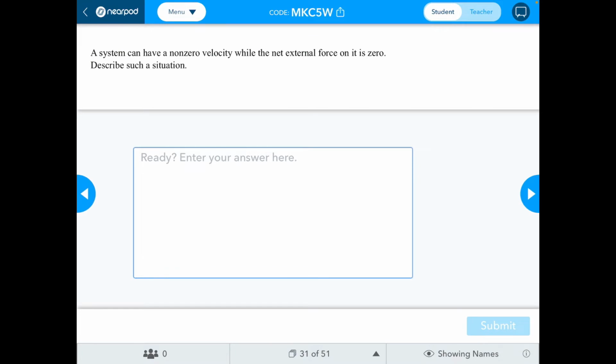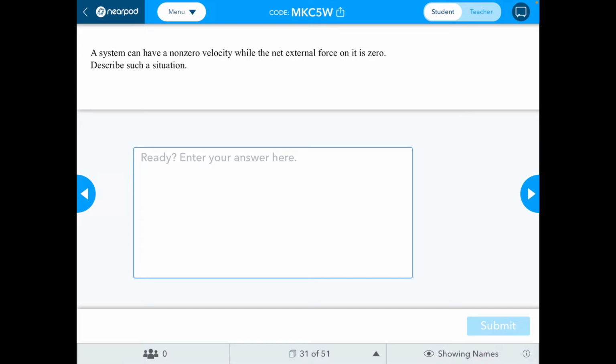So a system can have non-zero velocity while the net external force on it is 0. This one I proposed in class, and it was a stumper for some people. It took some finagling to get the right answer out.